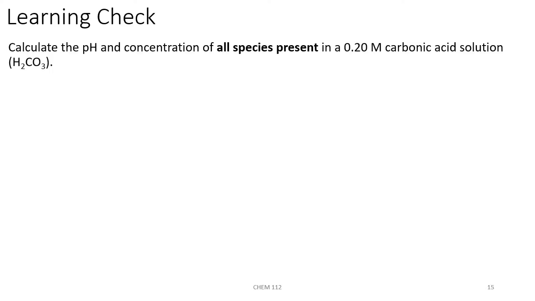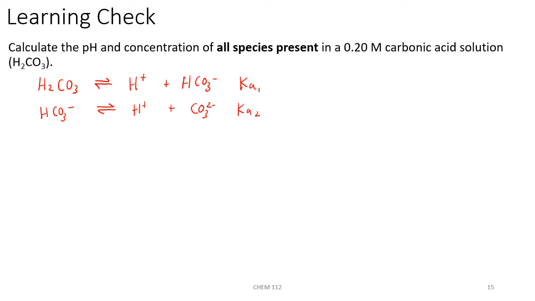Calculate the pH and the concentration of all species present in a 0.2 molar carbonic acid solution, H2CO3. So here we have a polyprotic acid. Carbonic acid is going to be diprotic, so if we write our 2 dissociations, we're going to have H2CO3 breaking up into H plus and HCO3 minus, hydrogen carbonate. We'll look up what Ka1 is for the first step. The second step is going to be the hydrogen carbonate ion dissociating into H plus and the carbonate anion CO3 minus. And we'll look up Ka2 for our second acid losing a proton.